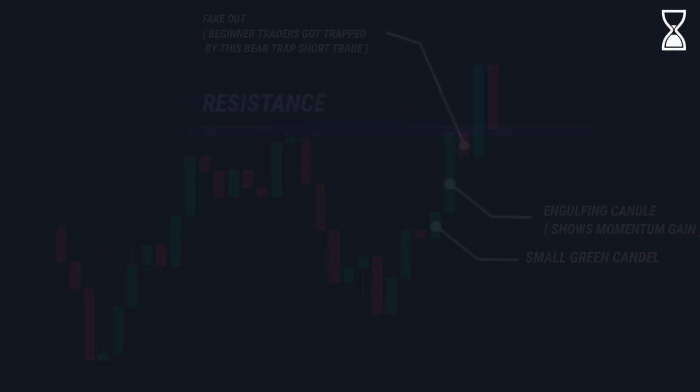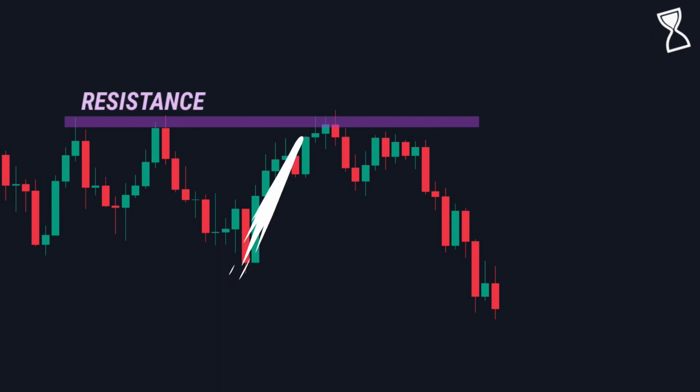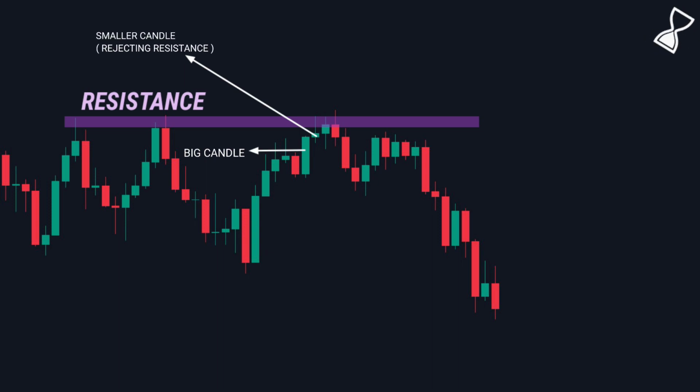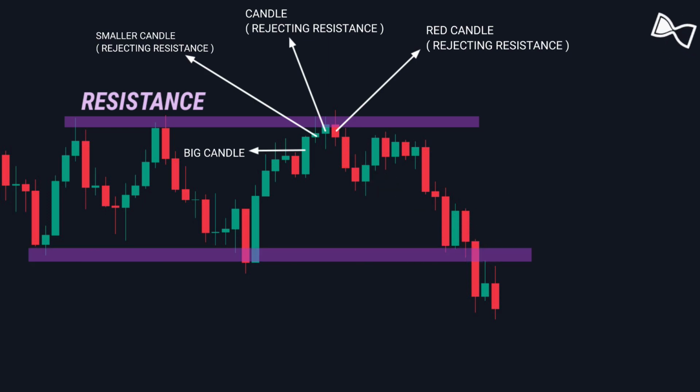So let's jump to another example. You can see we have a double top here, making this resistance as price comes up and approaches this level. We have a big candle, followed by a smaller candle that is rejecting this resistance. Another candle rejecting resistance. And then finally, a red candle, also rejecting resistance, before price reverses downwards.